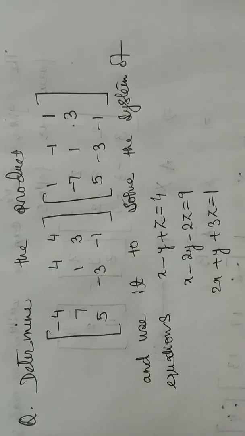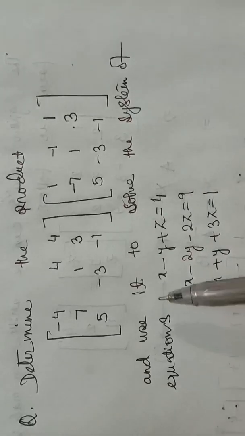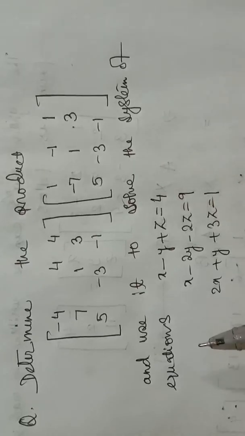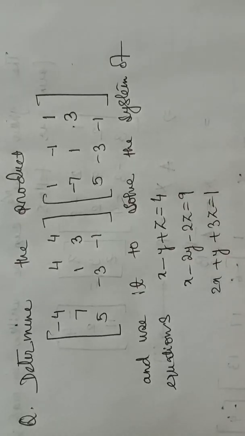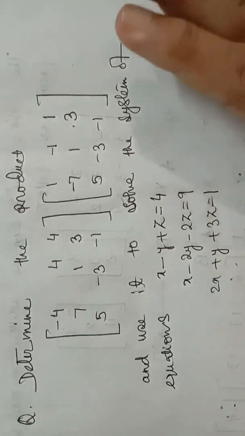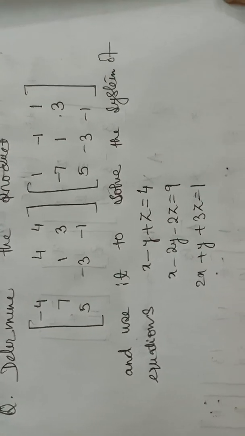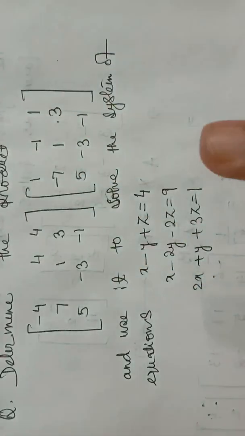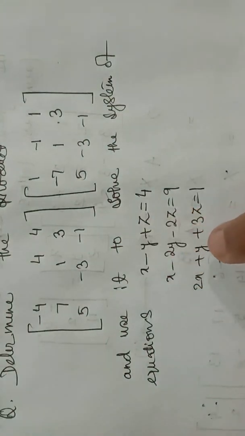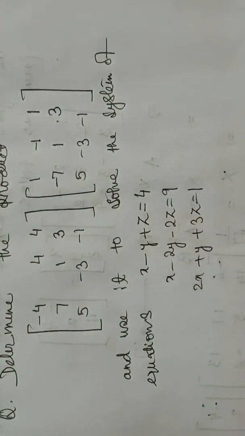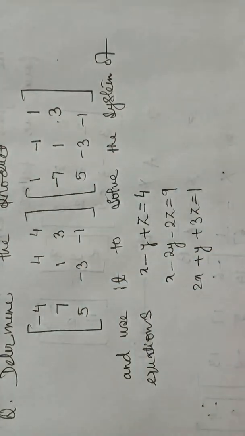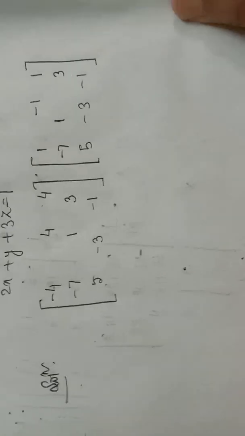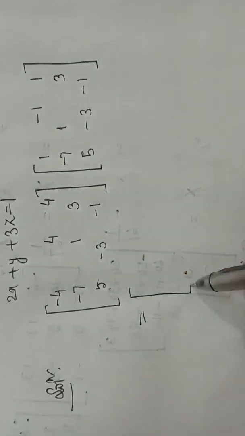Our next question is, determine the product of these two matrices and use it to solve the system of equations this, and this. So this question has two parts. First part is we have to find the product of these two matrices, and using that product we have to solve the given simultaneous equations. First of all, let us find the product of these two matrices. Now you know how to find the product of two matrices. So without wasting time, let me write the result.